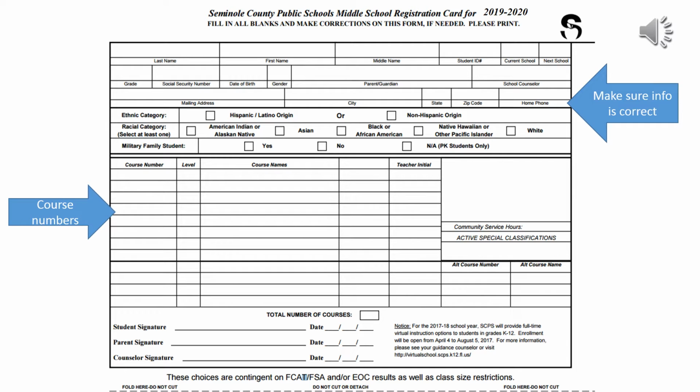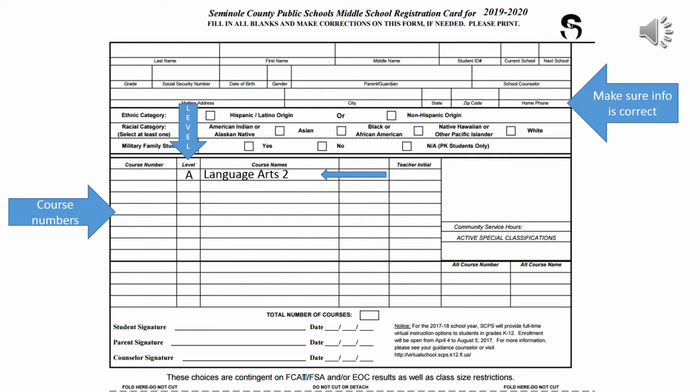Next, look at the course number column. Course numbers are located next to the course title on the inside of your registration card. We will review this shortly. The next column is where you will notate if you would like a standard or advanced level class. We will also review this information shortly.